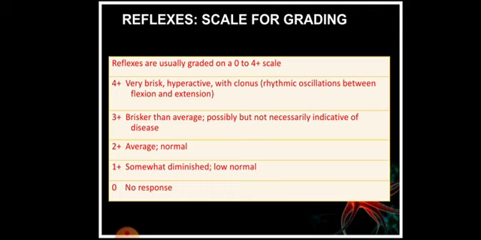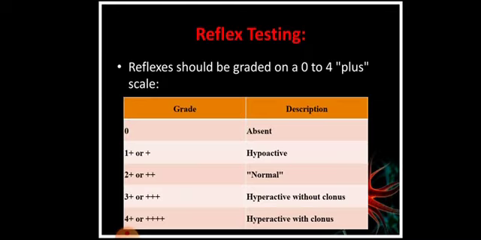So the reflex scale for grading: 4 plus means very brisk, hyperactive with clonus; 3 plus is brisker than average, possibly but not necessarily indicative of disease; 2 plus means average or normal; 1 plus is somewhat diminished or low normal; and 0 indicates no response. So once again, 0 means absent, 1 plus diminished, 2 plus normal, 3 plus hyperactive without clonus, 4 plus hyperactive with clonus. You can see this type of grading in the chart. So study the grading also.